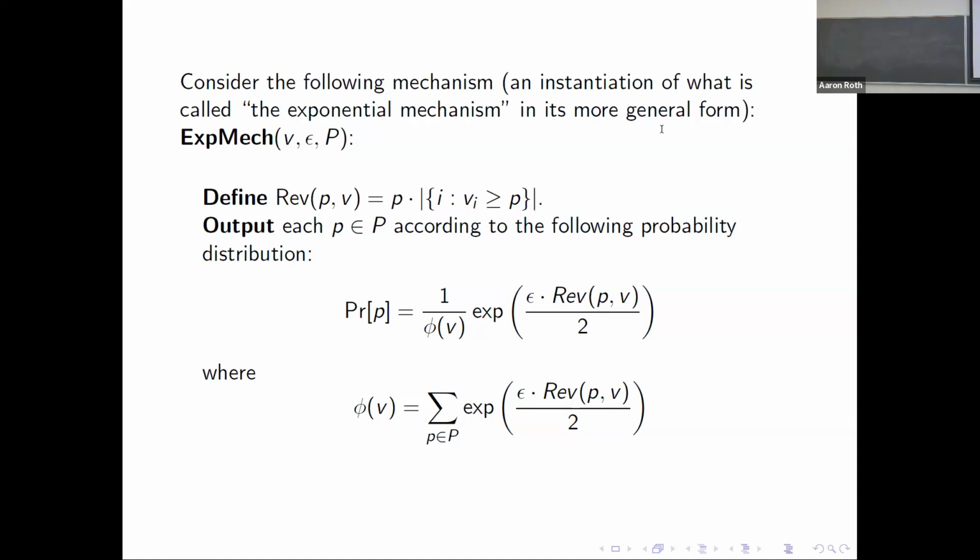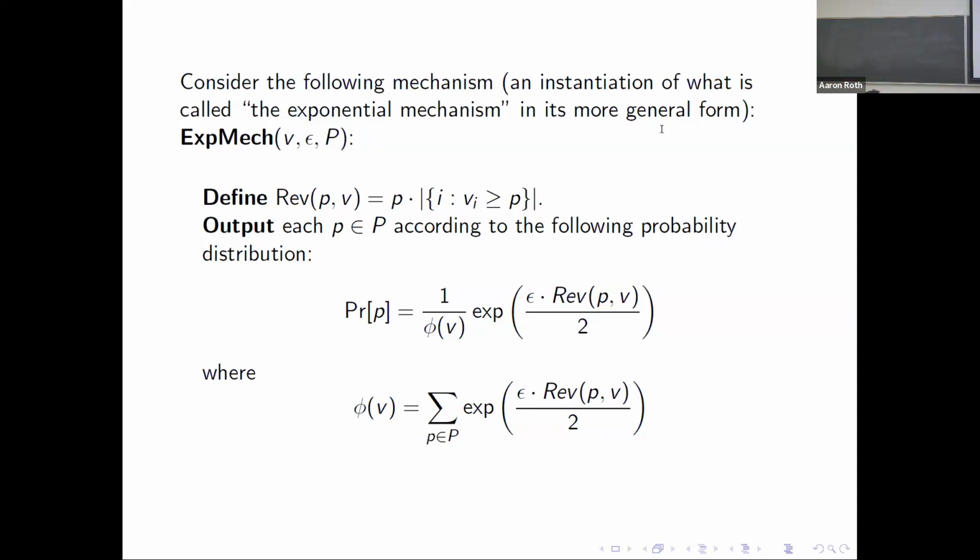So the idea is the following. It's going to be a randomized mechanism. It's going to take as input a vector of bids v. It's going to choose a price from this finite set of prices. And it has this parameter epsilon, which is going to control the level of privacy it promises and thereby the level of approximate truthfulness that it guarantees.